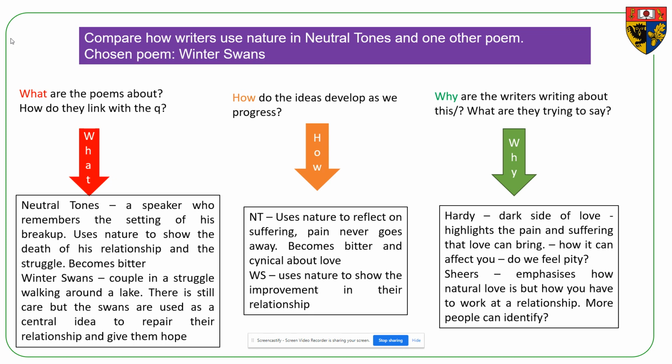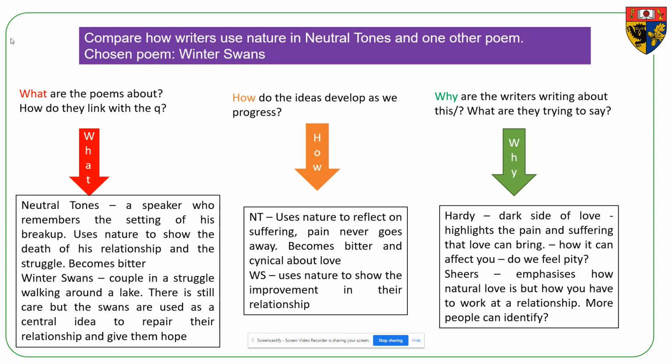Sheers, however, Owen Sheers, emphasizes how natural love is, but how you really have to work at a relationship. It's not something that is plain sailing and easy. It can be difficult, it can be a struggle, and you have to work at it to make it a success. With this one, we might be starting to ask ourselves, do we identify more with Winter Swans, perhaps, than Neutral Tones?